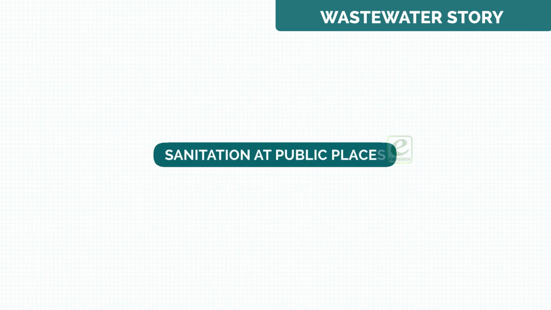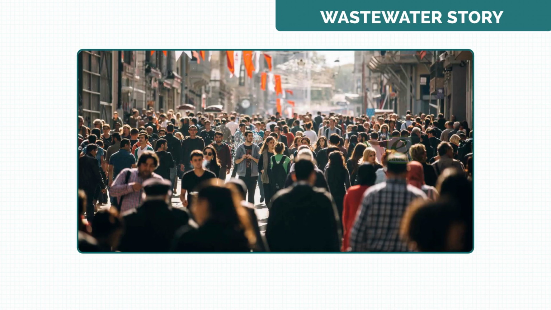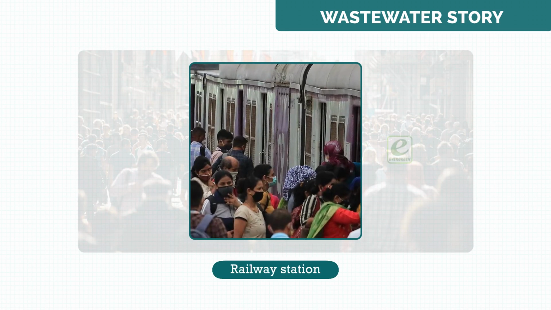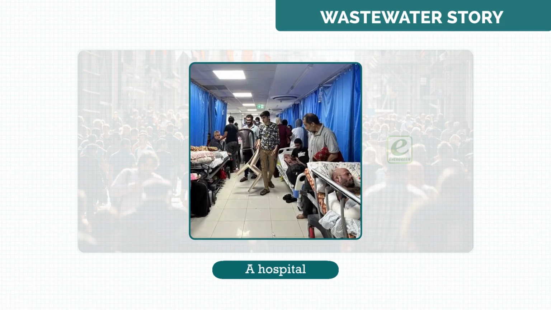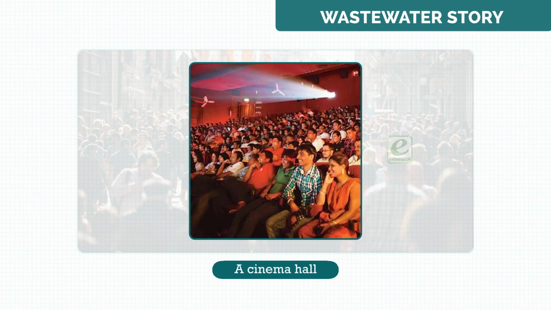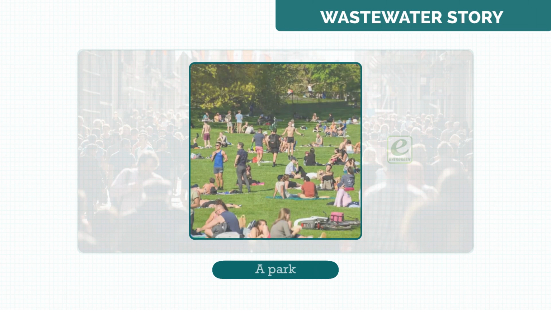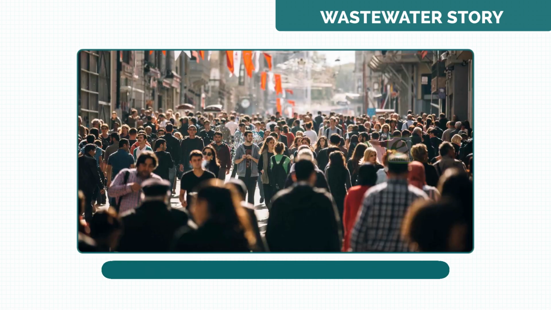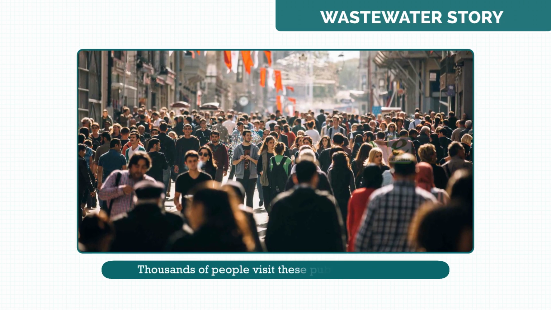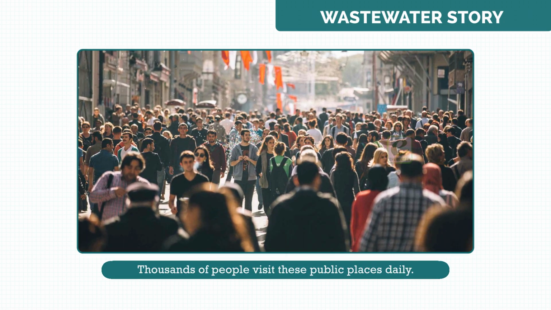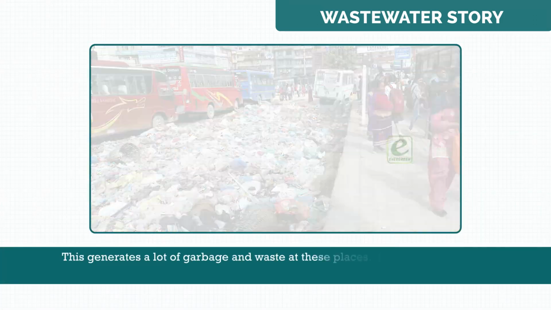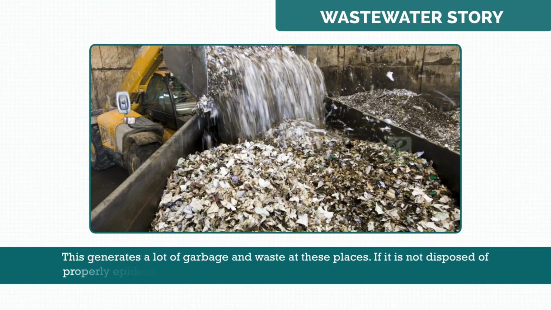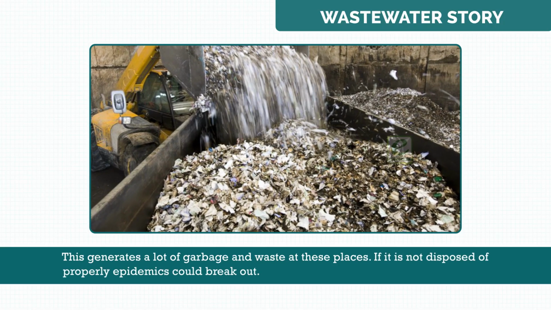Sanitation at public places. One will find a crowd at most of the places one visits, like a railway station, a bus depot, an airport, a hospital, a cinema hall, a marketplace, or a park, etc. Thousands of people visit these public places daily. This generates a lot of garbage and waste at these places. If it is not disposed of properly, epidemics could break out.